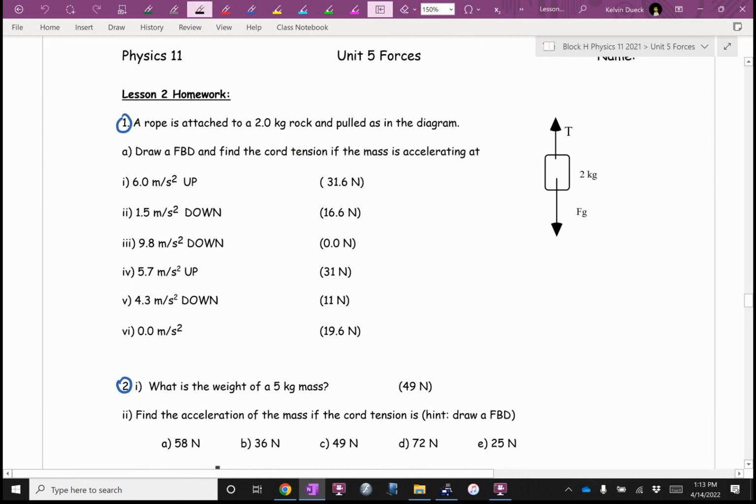M is 2 kilograms. And then in part 1, it says draw a free body diagram and find tension when you're accelerating up at 6 meters per second squared. You'll probably need to do this on a separate piece of paper. In part 2, accelerating down at 1.5 meters per second squared. Accelerating down, accelerating up, accelerating down, or 0. See if you can solve those.